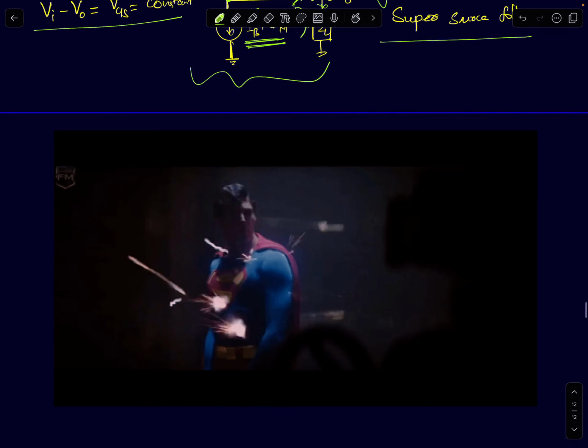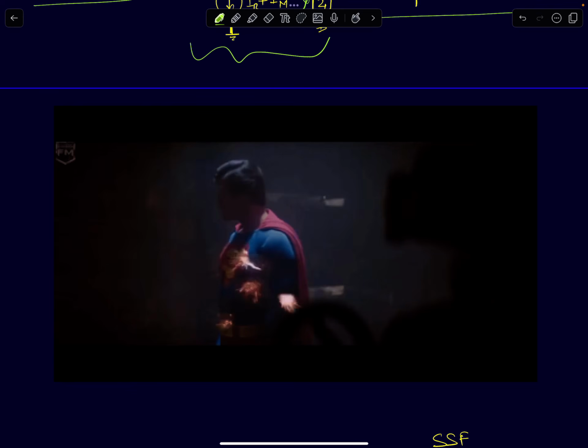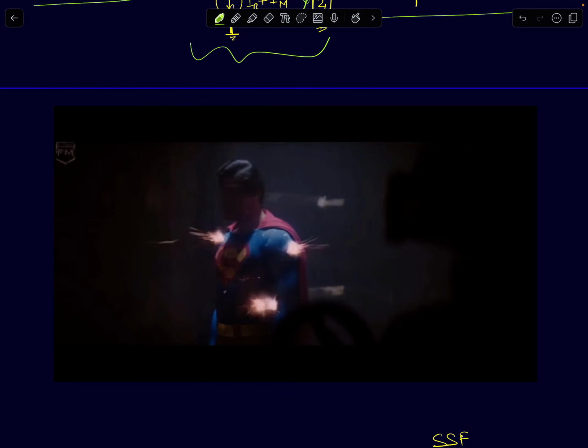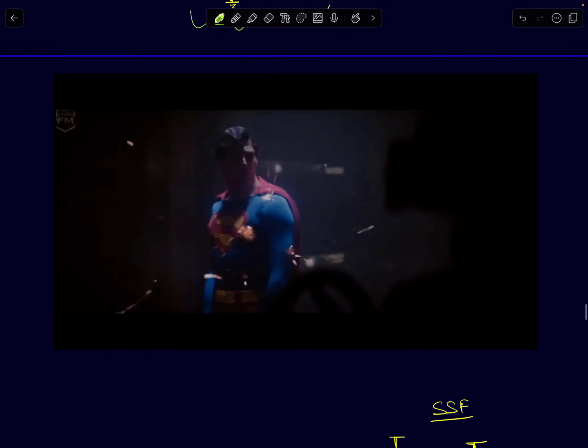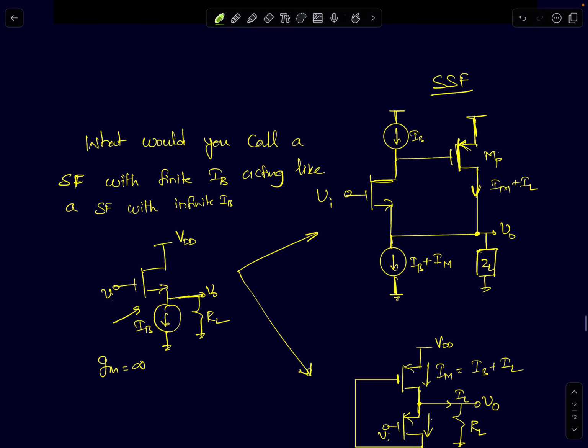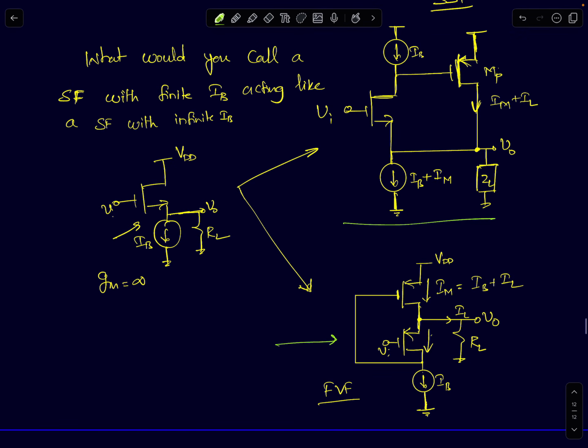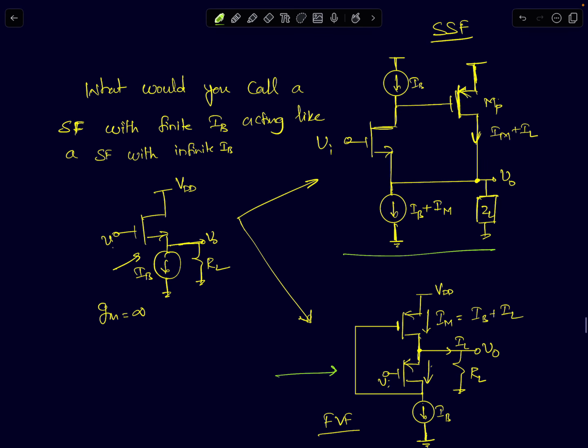So that's an analogy I've just used here. Superhumans, which are of course imaginations of humans, often tend to have properties which are considered non-human. Regular humans would probably undergo inelastic collisions with bullets, but superhumans can undergo elastic collisions. So here Superman bumps off bullets as though it's nothing. Comparatively, both these structures behave like super source followers when you compare them with a conventional source follower.